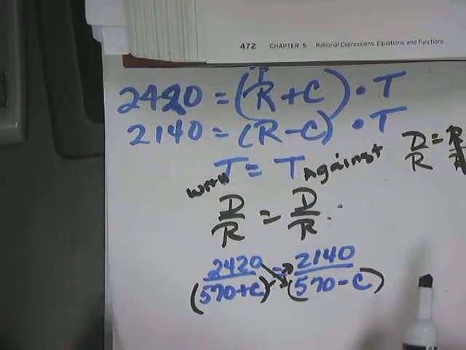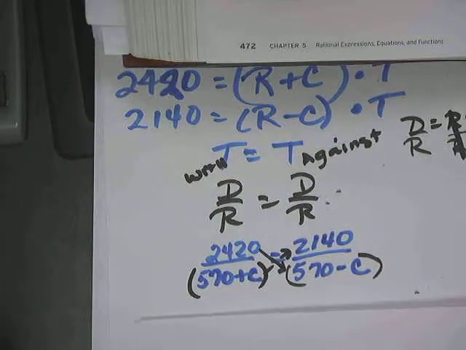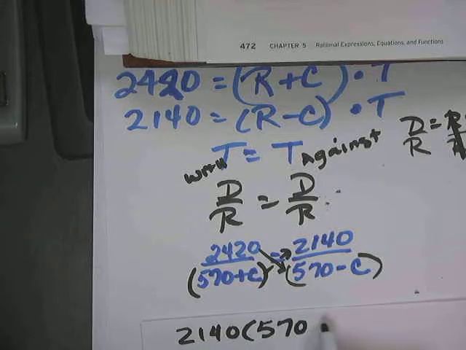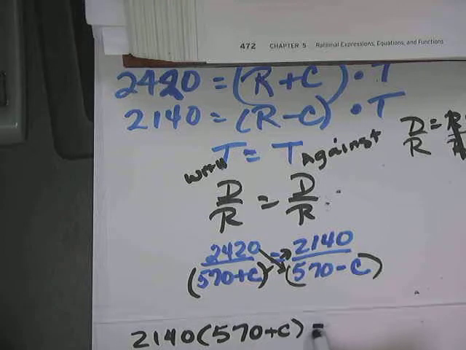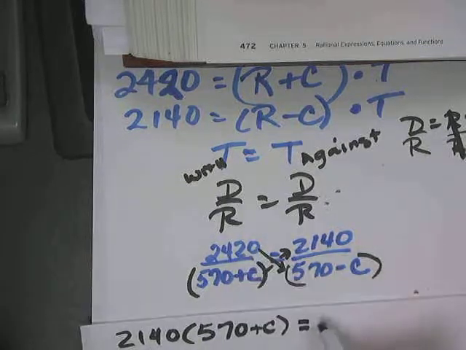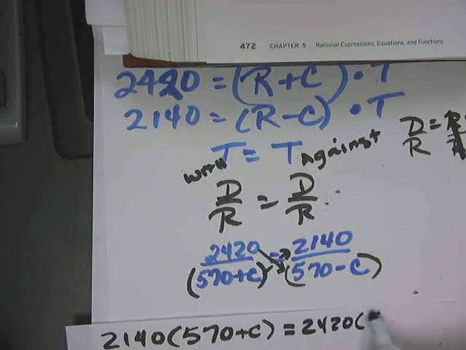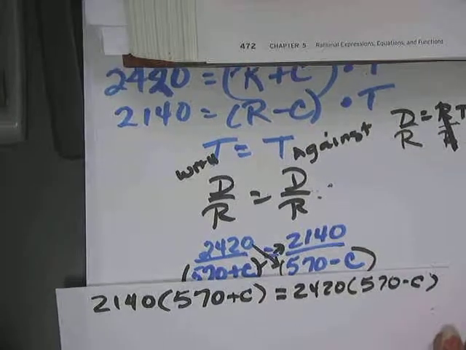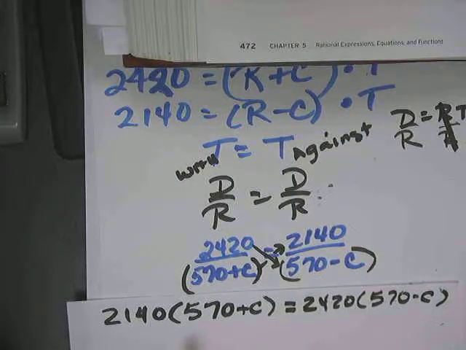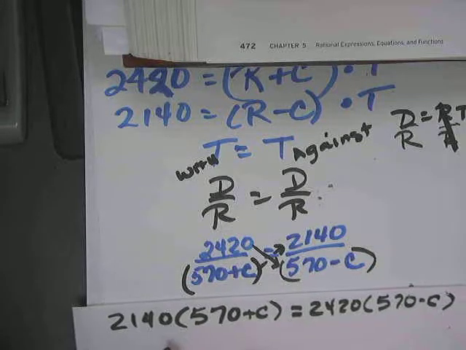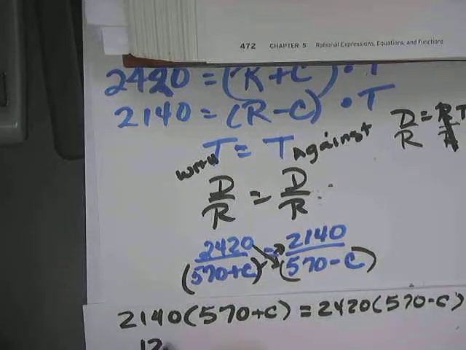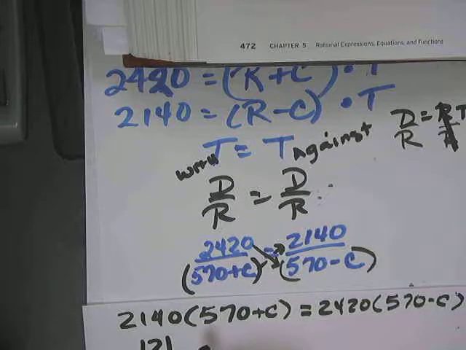How can we solve that? Cross products are what? Equal. Cross products are equal. That times that will equal that times that. It's going to take a little bit of paper, so I'm going to grab another one. Okay, so we have 2140 times that, 570 plus the current, is equal, cross products are equal, to that times 570 minus the current.